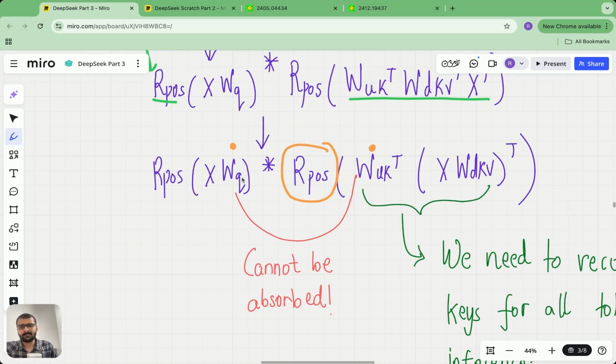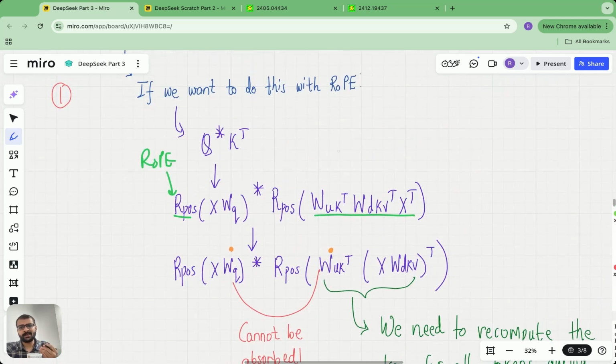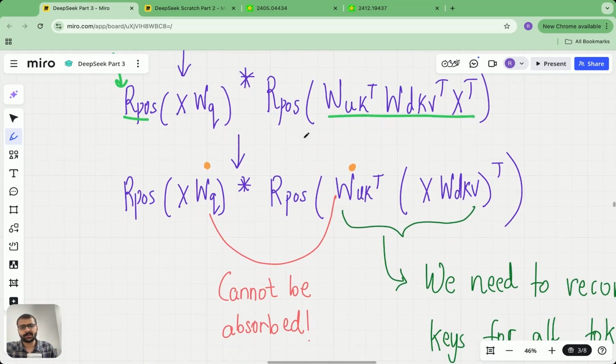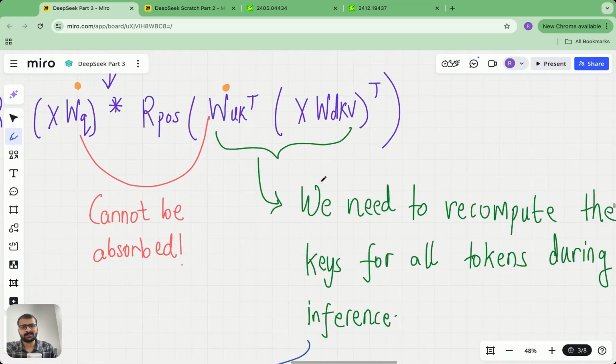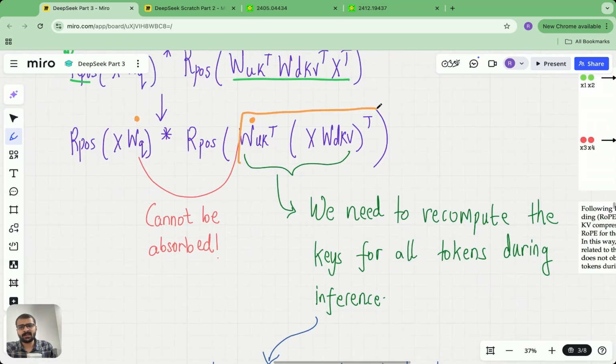So we cannot directly absorb WQ multiplied by WUK transpose, because this R pos changes according to which position we are looking at. So these two matrices cannot directly be absorbed. And that is one of the main issues of directly using latent attention with rotary positional encodings. If WQ and WUK transpose cannot be absorbed, it defeats the purpose of latent attention. Another issue which happens is that if these two cannot be absorbed, then it means that we need to recompute the keys for all the tokens during inference.